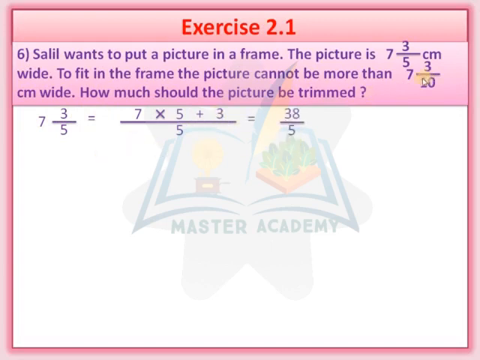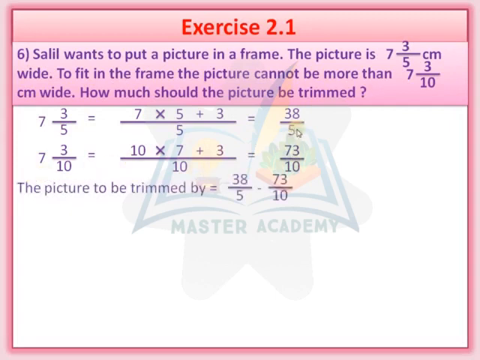In the same way, what we have to do? We will multiply by this. 7 times 10 is 70, plus 3, so 73/10. Okay, so 73/10. Okay, now we will subtract 38/5 minus 73/10.